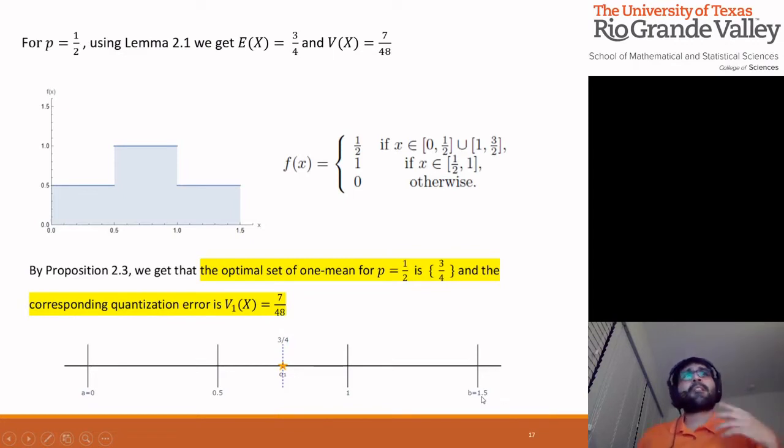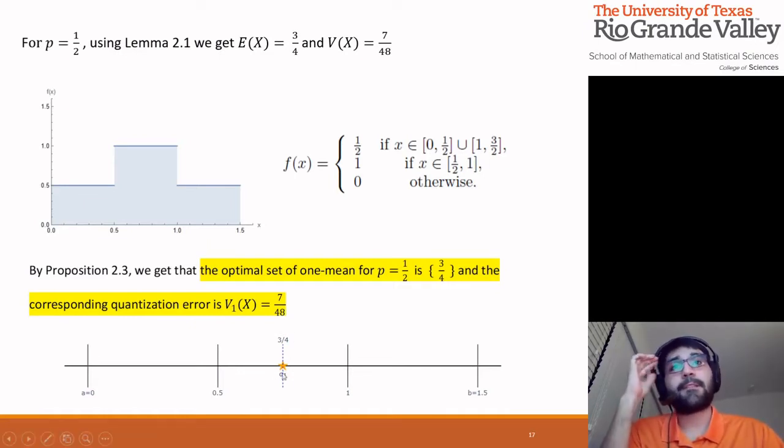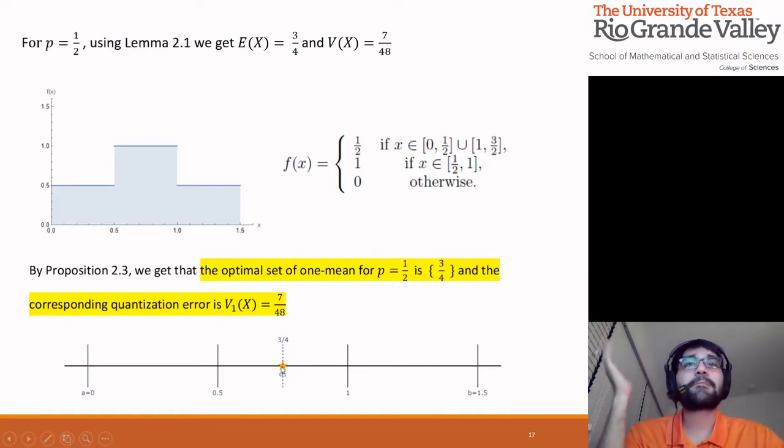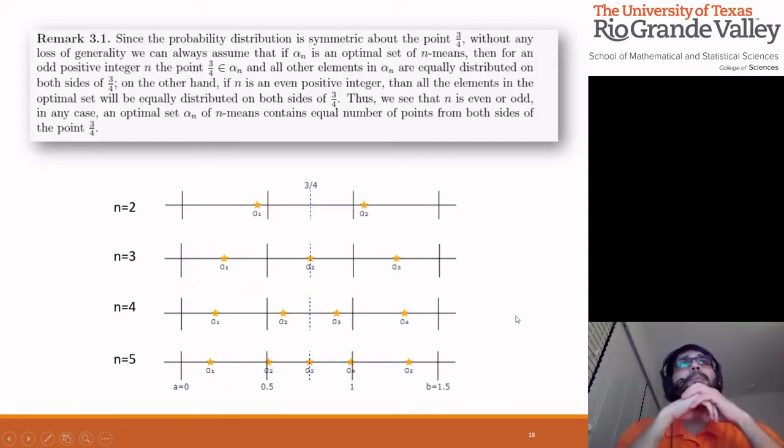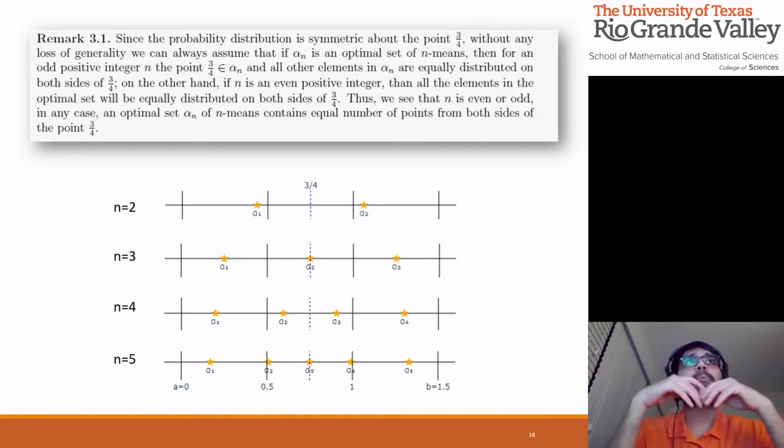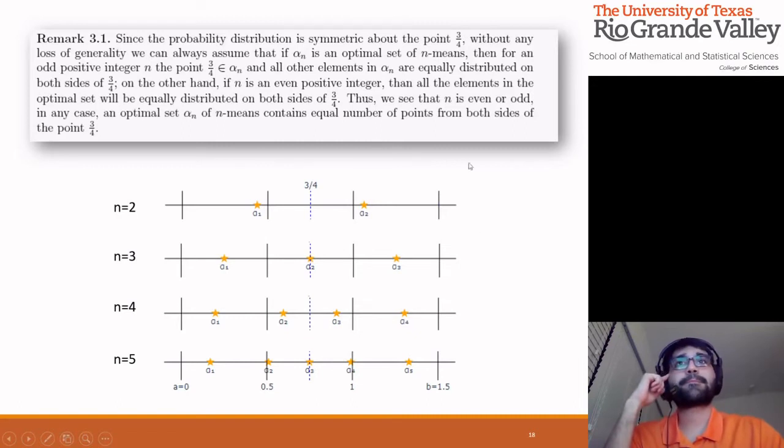So not a very interesting example. It's just, what would be the best point if we want to place one point in the interval 0 to 1.5 with these probability functions that we defined. The point will be in the middle, at 3/4. But we will find later on the means for 2, 3, 4, 5, and 6.